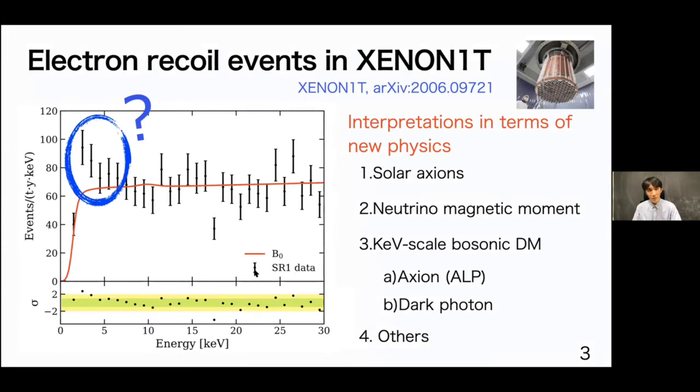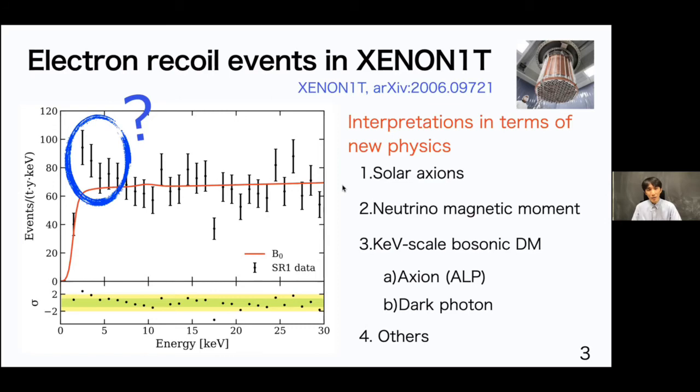So as many of you might have heard before, the XENON1T collaboration recently reported an excess of electron recoil events around a few keV region. This excess might be due to tritium, but it could be due to some physics beyond the standard model. Some possible interpretations were already examined in the XENON1T paper, and many interesting ideas have been proposed so far.